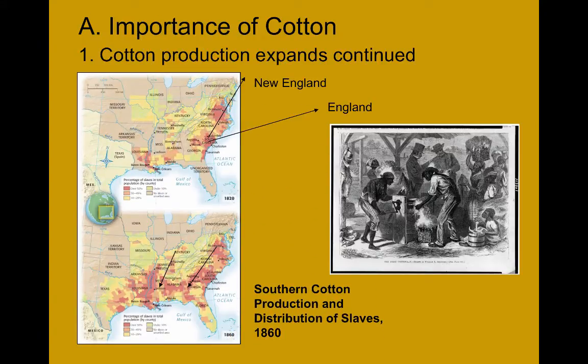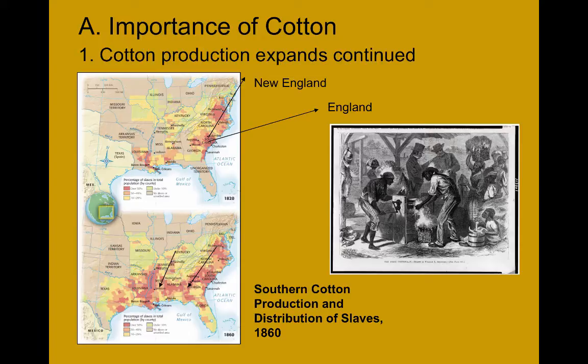So I have these two maps here. We'll talk about the arrows in just a second. The first map is from 1820, and the dark color you see there marks areas where the slave population is 50% or over of the total population. For the most part it's east of the Appalachian Mountains, mostly in Virginia and South Carolina. However, there isn't much slavery out west.